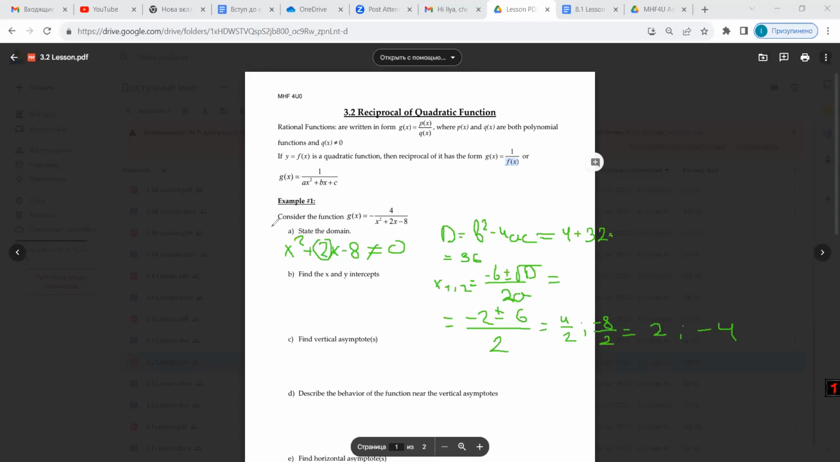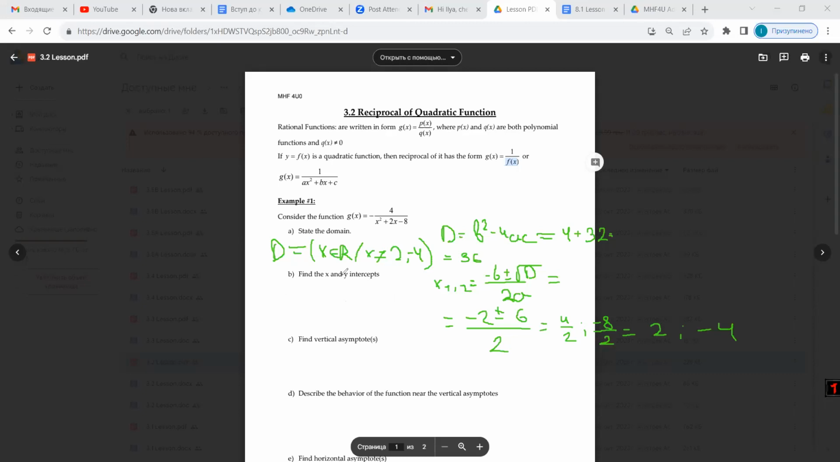So the domain of this given function would be D equals x in R excluding x not equal to 2 and negative 4. So comparing it to the previous example, when we worked with a linear function, we see that we now have two vertical asymptotes, 2 and negative 4, right? 2 and negative 4, two vertical asymptotes.